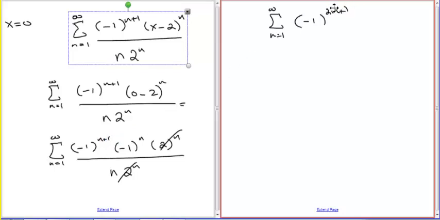So because 2n plus 1 is always odd, it's always going to be -1. So we're going to end up with -1 over n. Okay, we've seen this before. This is a p-series, so this diverges. P-series. Okay. Now the second case is when x equals 4.